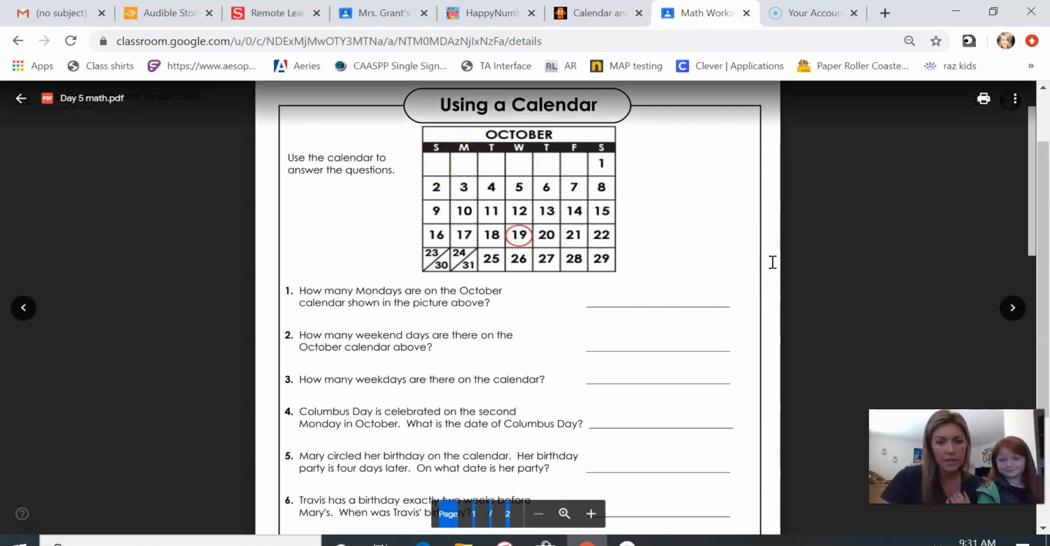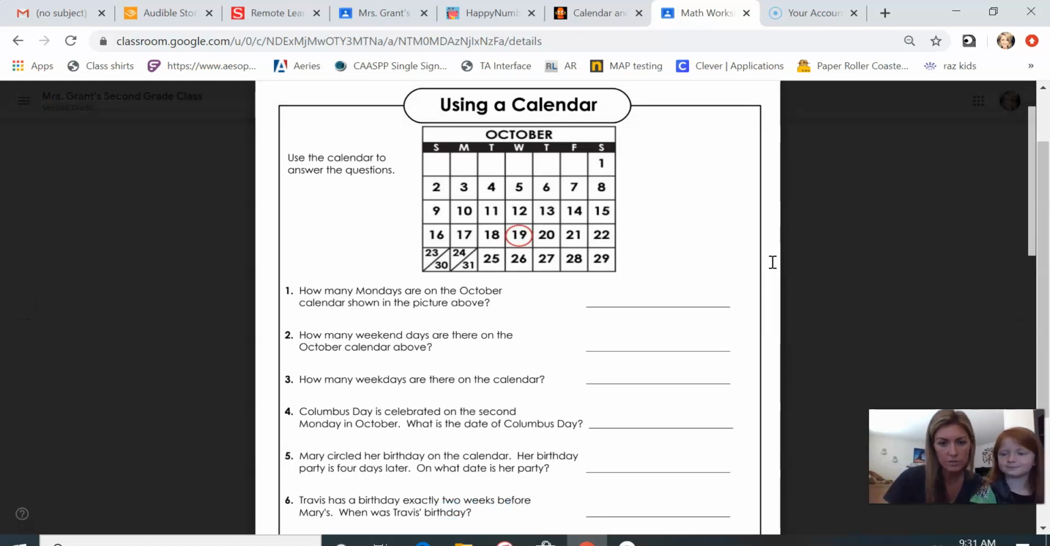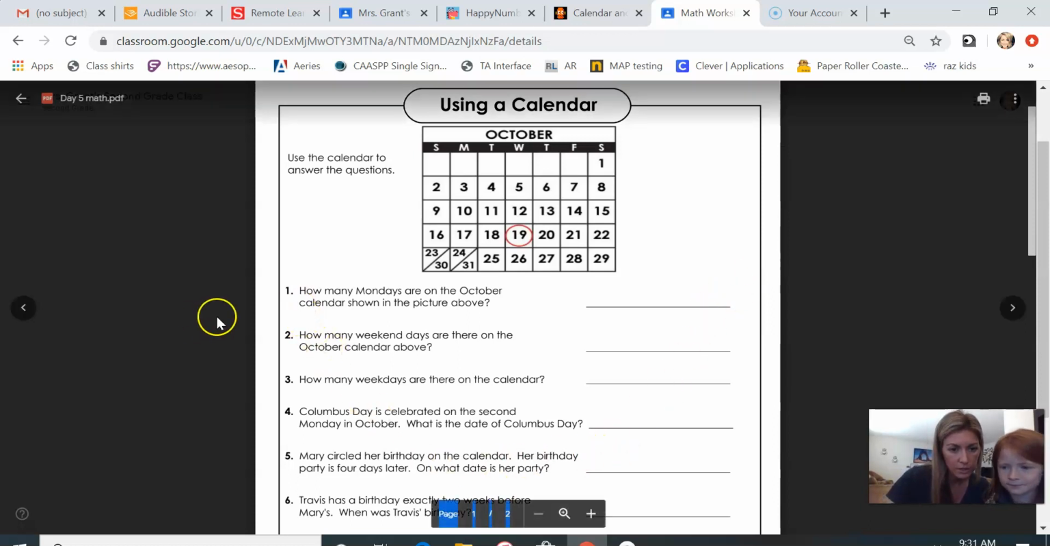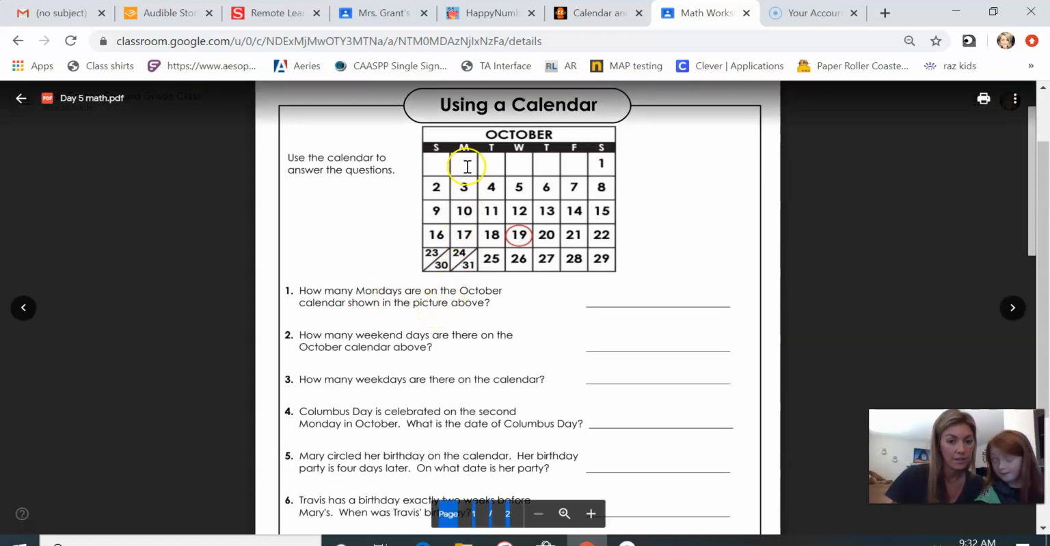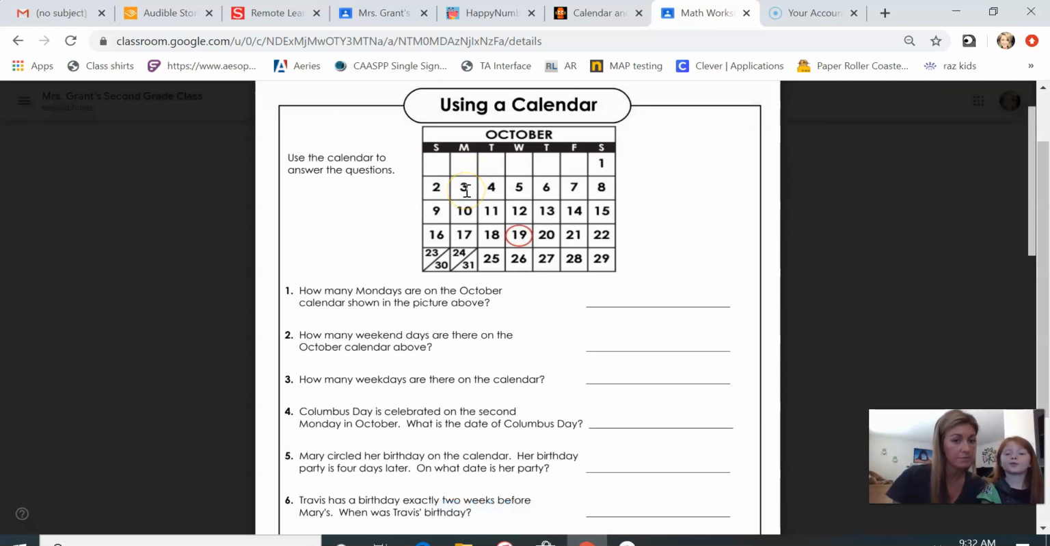So let's go ahead and look at some of these questions and see if we can answer them. First question says, how many Mondays are on the October calendar shown in the picture above? So what we want to do is count all the Mondays, not every box, just the boxes that have numbers in them. We won't count this Monday right here, so we'll start here. Don't count the blank ones for sure. So there's 1, 2, 3, 4, 5.